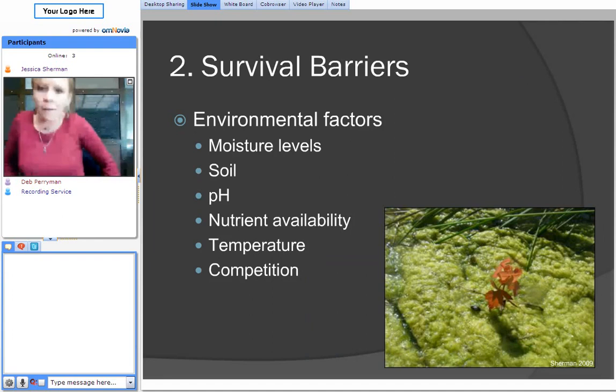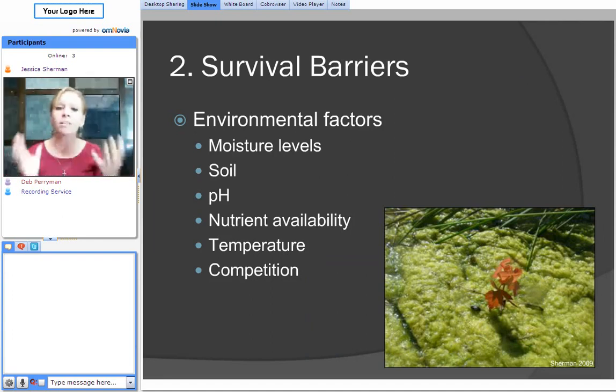Okay, so the next obstacle that invasive species have to endure is a survival barrier. And these are the environmental factors that they need in order to live. And these can be any environmental factors. I've given you a couple examples here. So it could be moisture levels, it could be the soil, the type of pH in either the water or the soil, the amount of nutrients that are available. So sometimes it's really high nutrients, sometimes it's really low, and we're talking about usually nitrogen and phosphorus and potassium. There's temperature regimes that are specific for them to survive, and then there's the amount of competition.